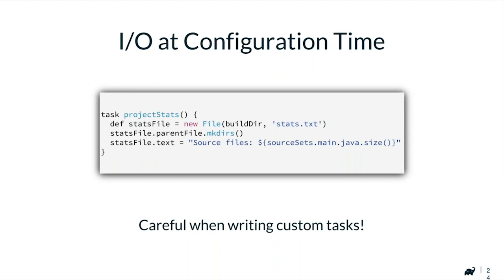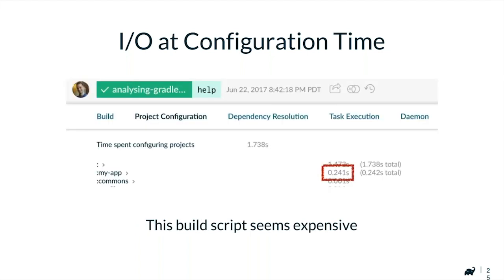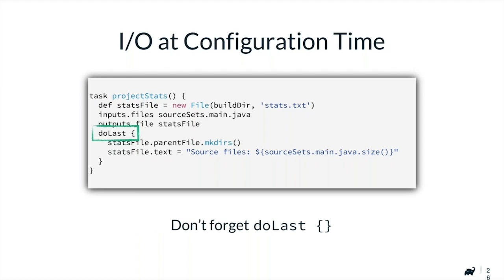I/O. So what's wrong with this? I have a little task that writes a project statistics file for whatever reason. I want to know how many sources I have. What's wrong here? The classic. I'm writing it at configuration time. I'm writing it no matter if that task is actually running or not. So what did I forget? Well, I forgot a doLast block.